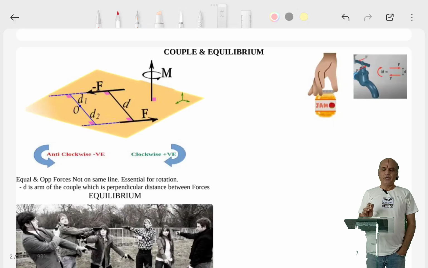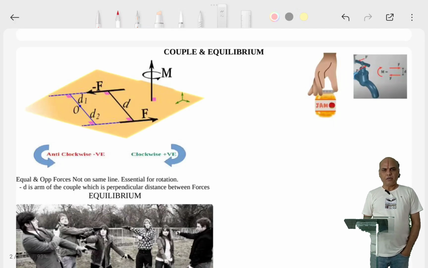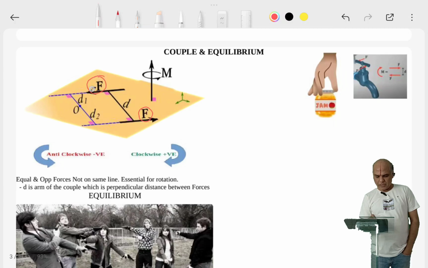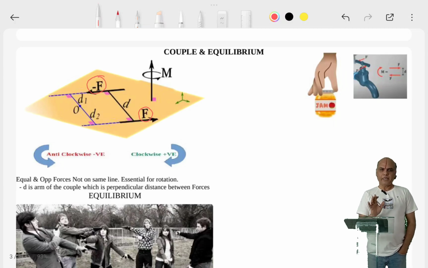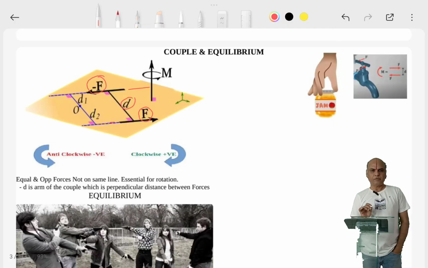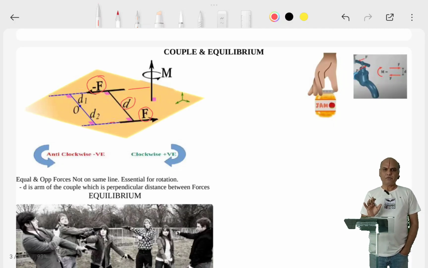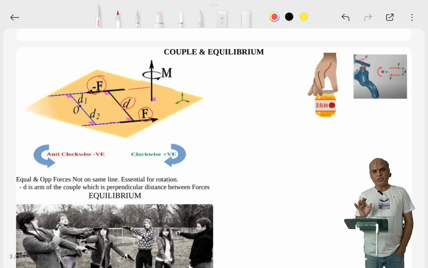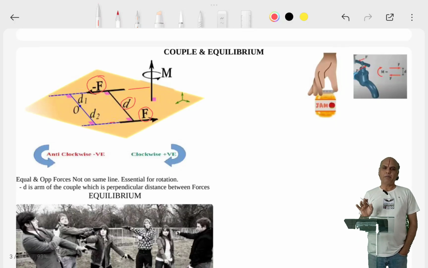Consider two equal and opposite forces that are not acting along the same line. So this is one force, and this is the opposite force. That's why we have taken it as negative. Both are acting in opposite directions and they are not along the same line. That is, between the line of action of this force and the line of action of this force, there is a perpendicular distance of d. So consider a pair of such forces which are equal and opposite and are not acting along the same line.